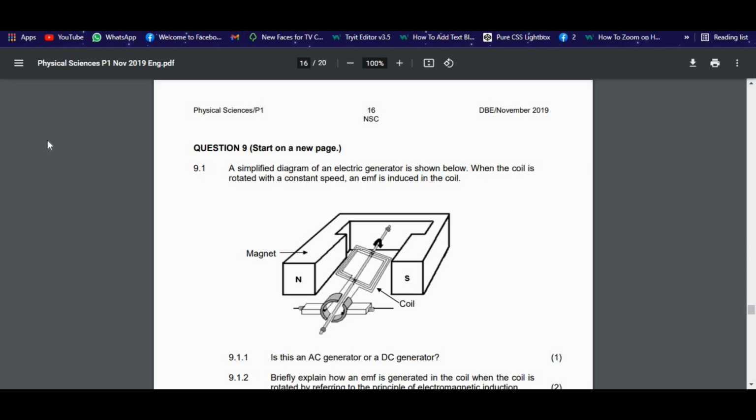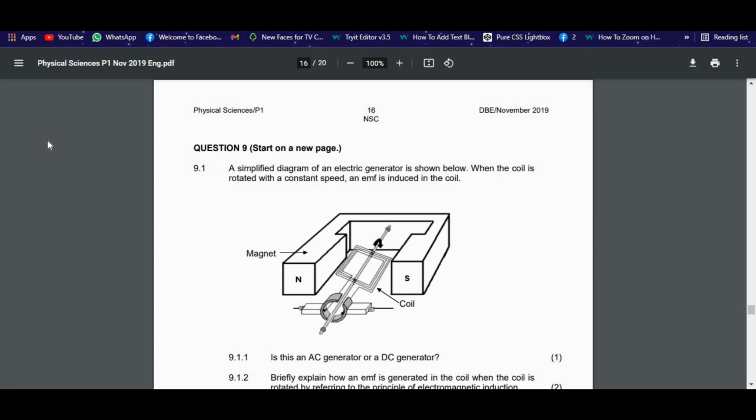So in question 9 of the 2019 November paper, I had the privilege, when I still taught at Rocklands High, to invigilate this paper. Of course, as a physics tutor, I could not reveal that I was one, so I had to be extremely low-key walking around there. But I had a look at the questions and saw, okay, cool, this is what's up.